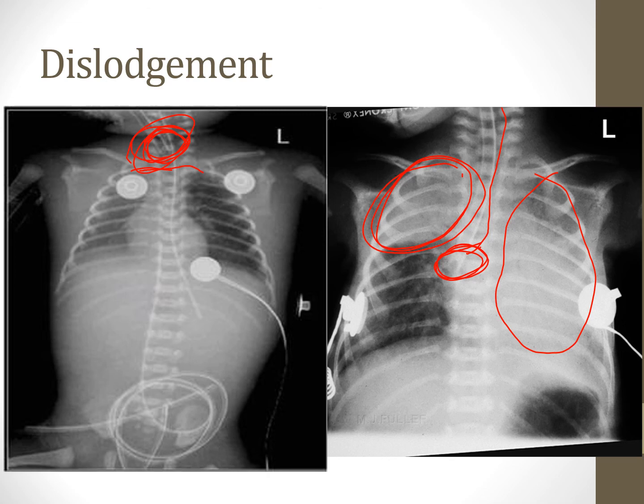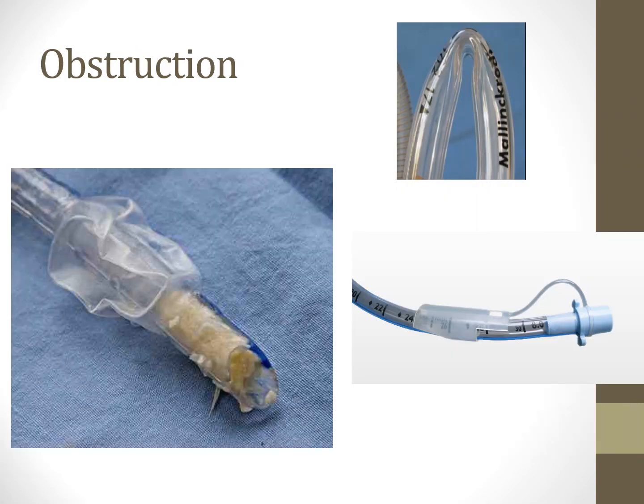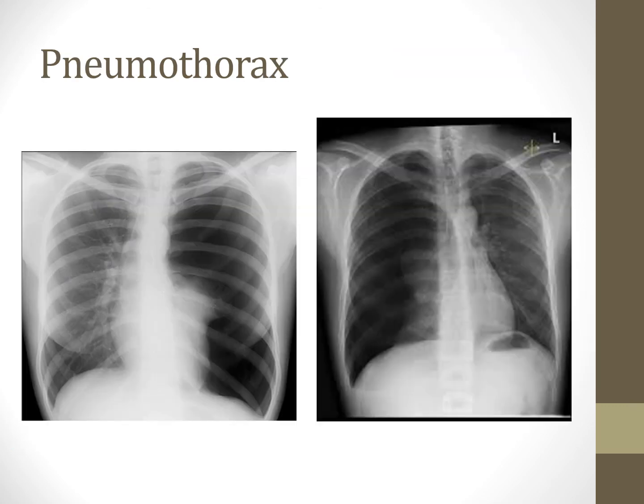So dislodgement: is the artificial airway in the right place? Obstruction: is there some giant mucus plug in there? Is it kinked, especially in neonates, or are they biting? And there are different types of bite blocks out there that prevent a patient's teeth from biting down and causing that obstruction as well. Can I pass a suction catheter?